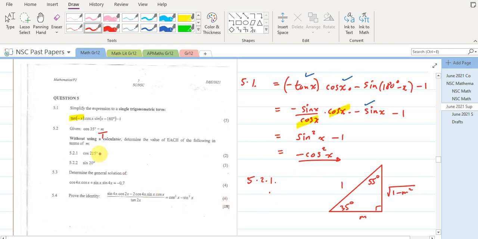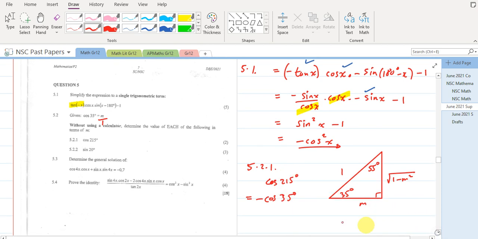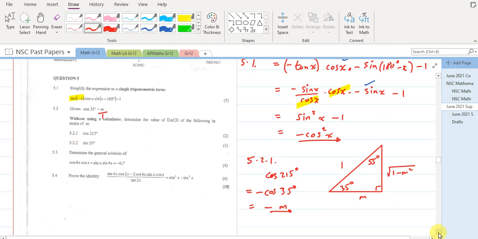5.2.1, we want to calculate cos of 215 degrees. Cos of 215 degrees is in the third quadrant. It is greater than 180 and less than 270, so it is negative cos 35, because 180 plus 35 gives you 215. This simplifies to negative cos 35, which is negative m, since cos of 35 is m.